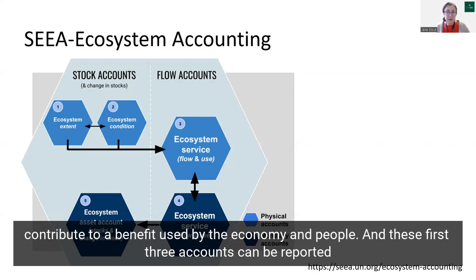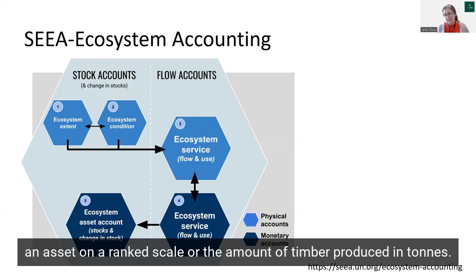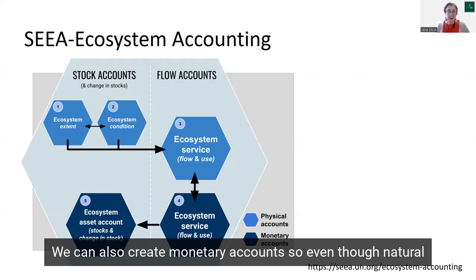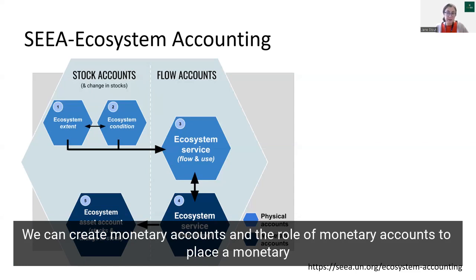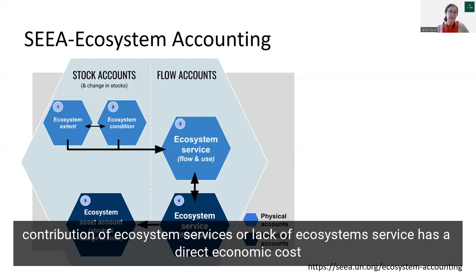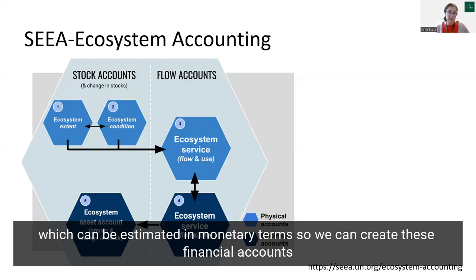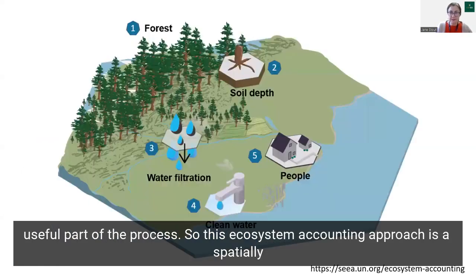And these first three accounts can be reported in biophysical terms. So, for example, the area of assets in hectares, or the quality of an asset on a ranked scale, or the amount of timber produced in tons. But we can also create monetary accounts. So even though natural capital accounting isn't all about financial values, we can create monetary accounts. And the role of monetary accounts is to place a monetary value on ecosystem condition and services, which is difficult, but we know that the contribution of ecosystem services or lack of ecosystem service has a direct economic cost, which can be estimated in monetary terms. So we can create these financial accounts, these monetary accounts. They may not be complete, they may not include everything, but they can be a useful part of the process.